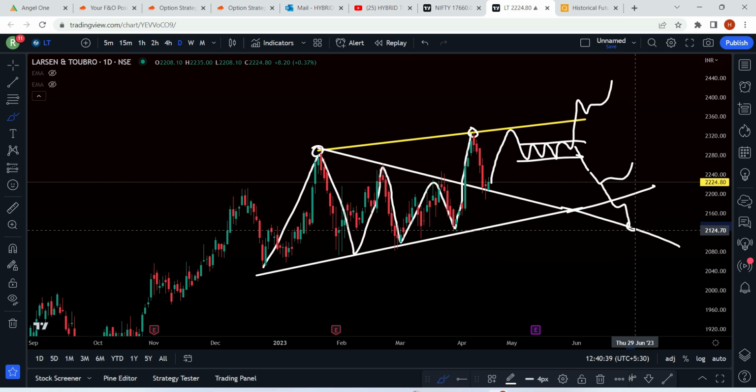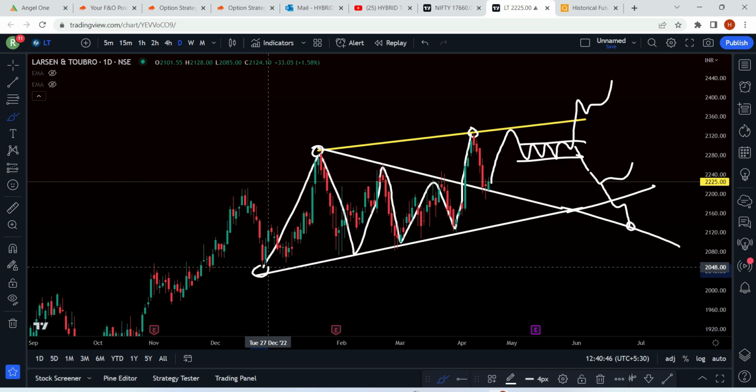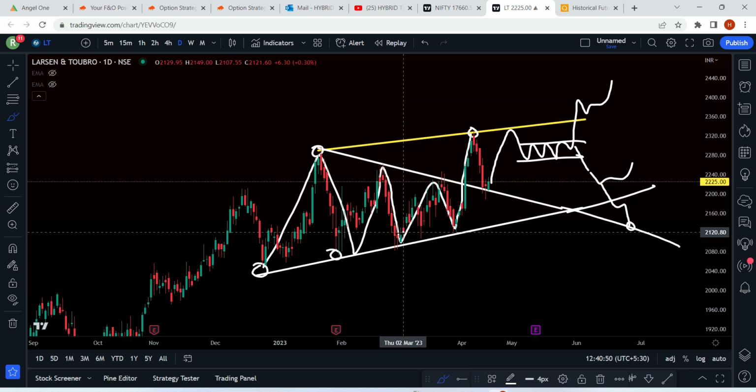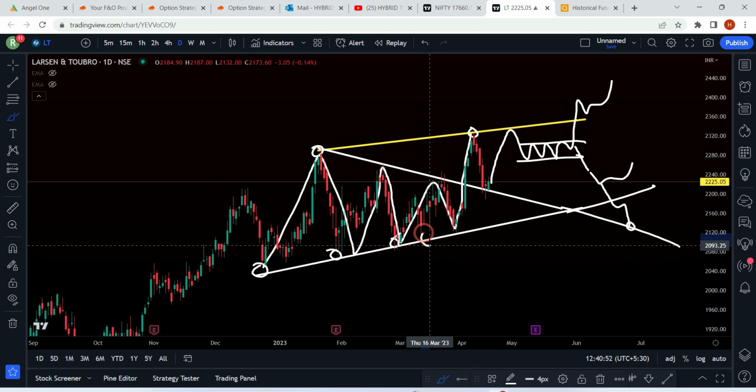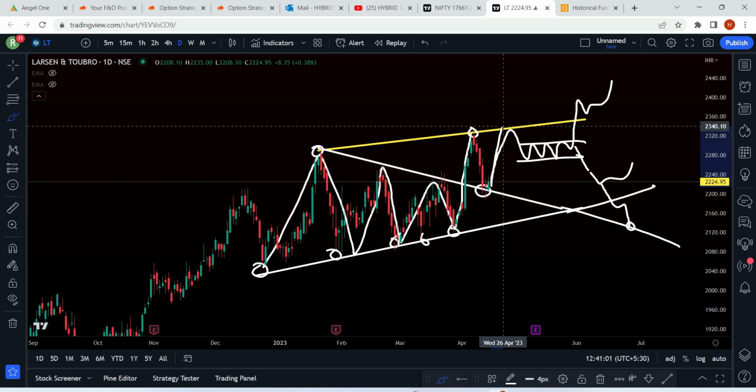So it's all about market structure, guys. Price action is all about market structure. You have to identify the rejections. Whenever it took support, it went up, took support, it went up, took support, it went up, again took support, it went up. So even now it is taking a support at this level.